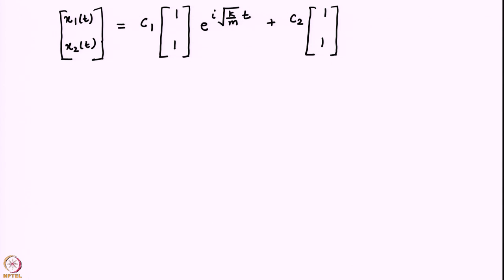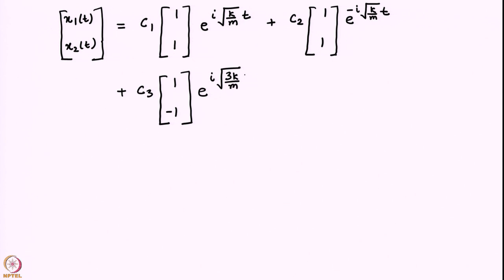So corresponding to the first frequency, omega square is equal to k by m, we will again have two omegas, plus square root k by m and minus square root k by m. So like before, we write it as a linear combination of plus and minus. But now we have one more frequency, so we will have to write more quantities. Once again, plus square root 3k by m and minus square root 3k by m. This is the most general solution to this set of coupled linear ordinary differential equations.